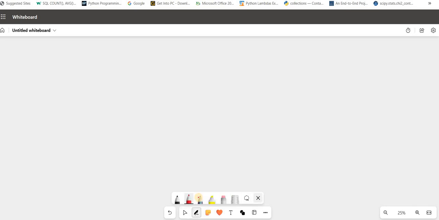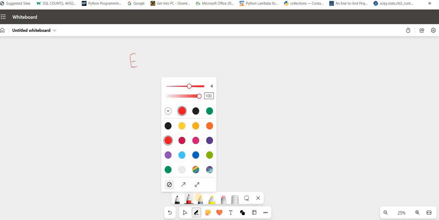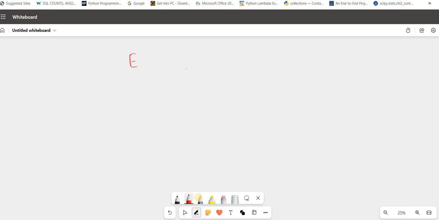Okay, so the topic for today is encoders and decoders. So what exactly are encoders and decoders? Why do we need encoders and decoders?